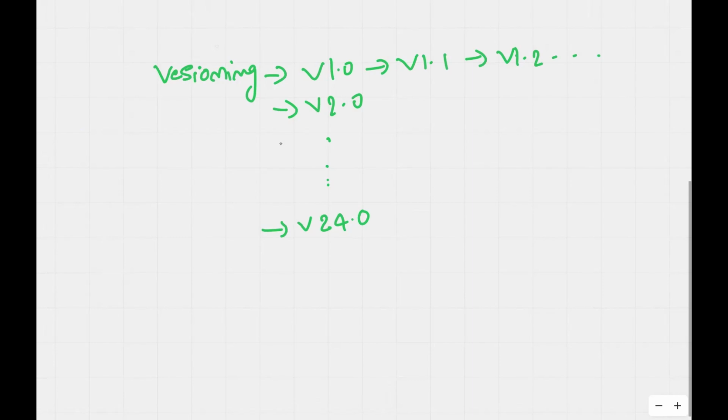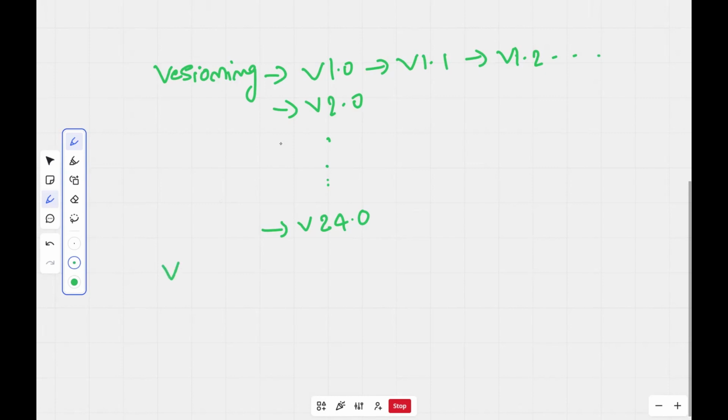So what are we learning about? We are learning about versioning. Whenever versioning comes in, any software comes up with some basic initial features, right?